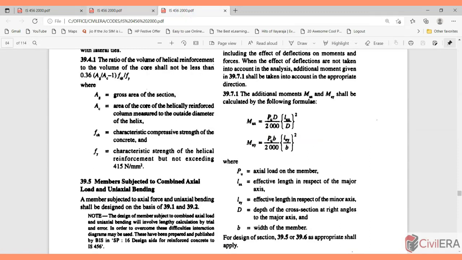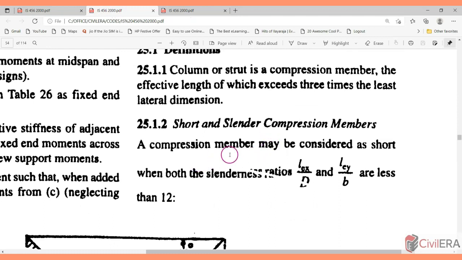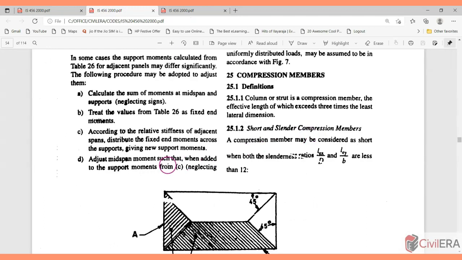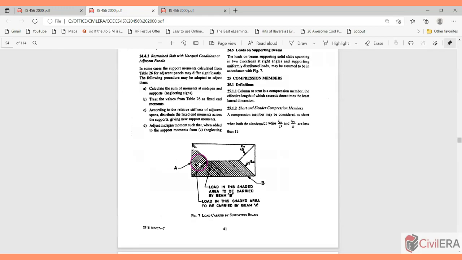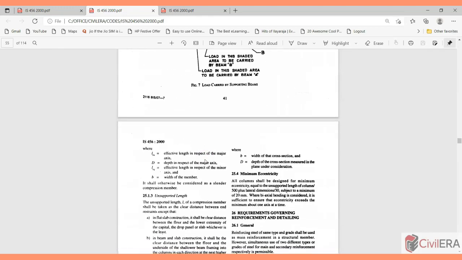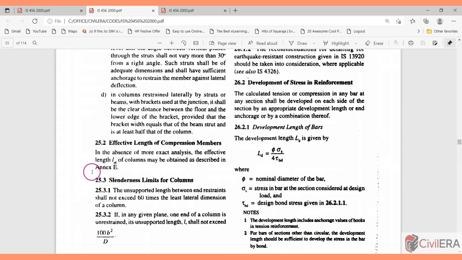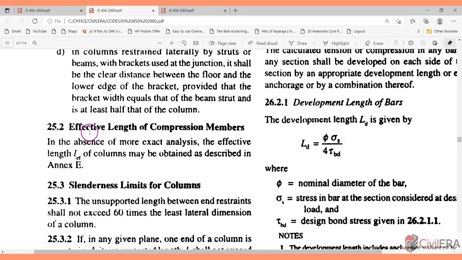Now if you look at another clause related to the effective length, the code directs you to Annex E. You can see here, in the absence of more exact analysis, the effective length of columns may be obtained as described in Annex E. So Annex E is the place where you should find your effective length.